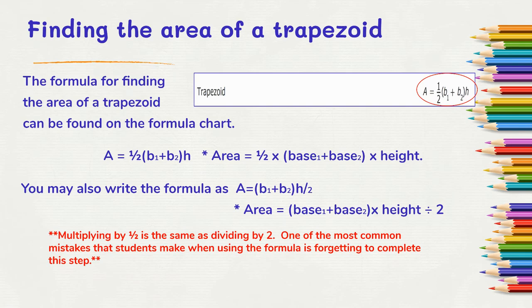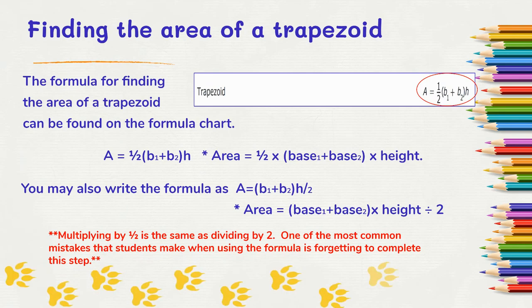One of the most common mistakes that students make when using the formula is forgetting to complete that step. So they may add the bases, they may multiply the height, and then they usually will tend to forget the last step where you have to divide by 2. So make sure you always use your 1/2. All right, you're always going to use that. A lot of times we wait till the end and just divide by 2 at the end.